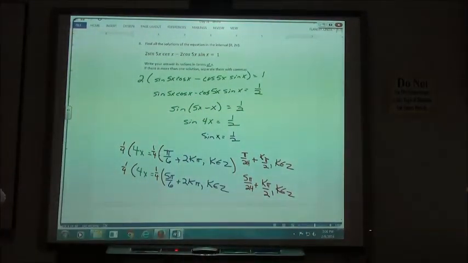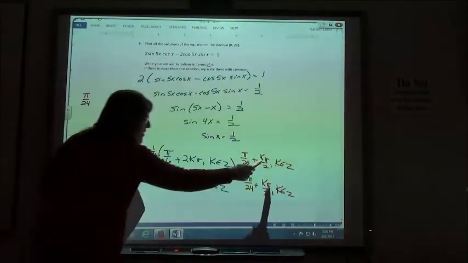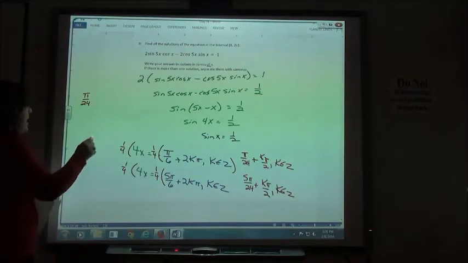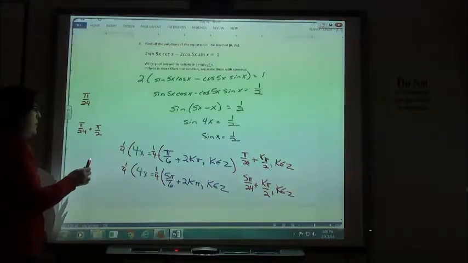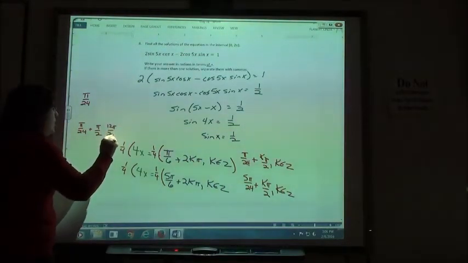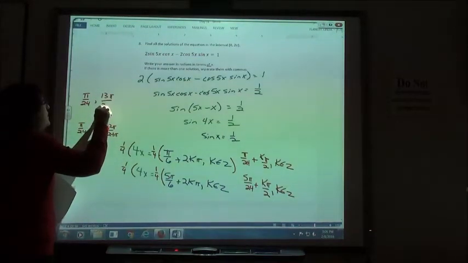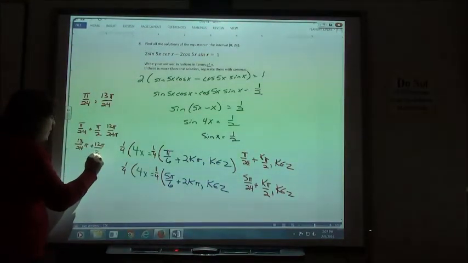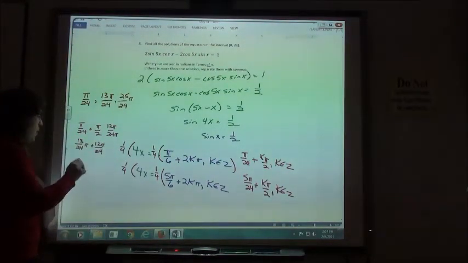But of course, they don't want it in that form. They want every single angle that's between 0 and 2 pi. So I'm going to start with pi over 24, because if k is 0, I would get pi over 24. I'm going to keep adding pi over 2. That would be 12 24ths. So 1 24th plus 12 24ths would be 13 24ths. So I'm going to take my 13 24ths plus 12 again, which gives me 25 24ths. So 25 pi over 24.